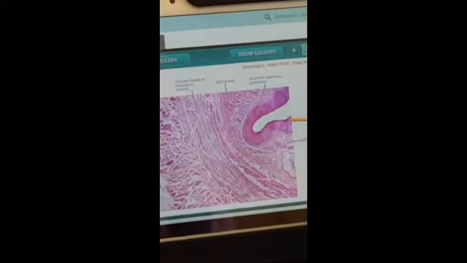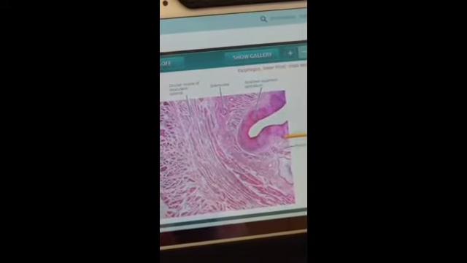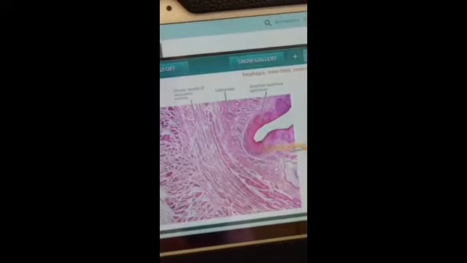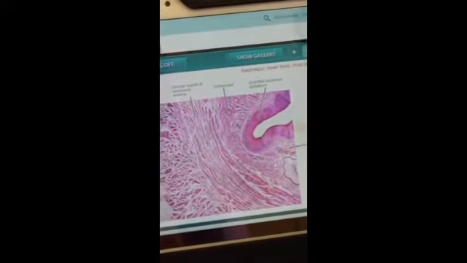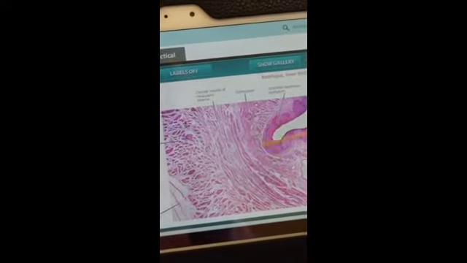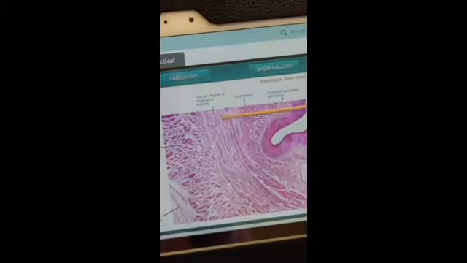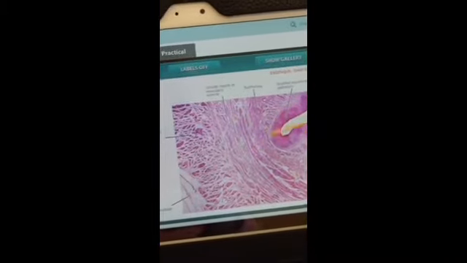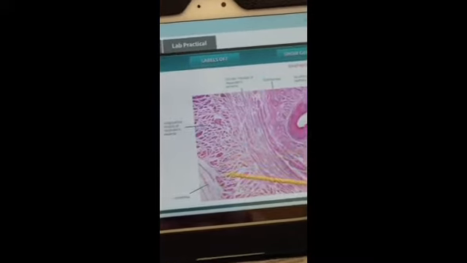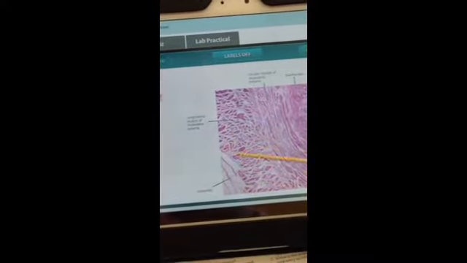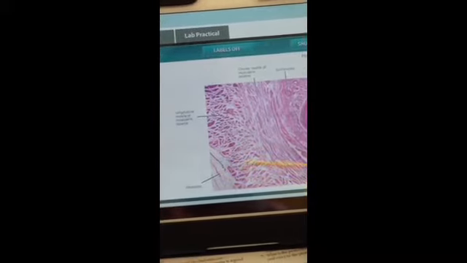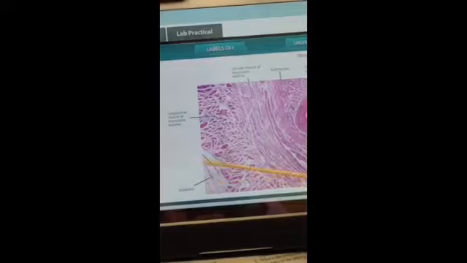You have the epithelium, the lamina propria, which is going to be areolar tissue, and the muscularis mucosa, which is scattered muscle tissue. Then you get down to the submucosa, which is areolar tissue again, and then the muscularis externa, the circular muscle and the longitudinal muscle. And then in the esophagus, anything not in the abdominal cavity has the adventitia. Once you get down to the abdominal cavity, it turns into serosa.